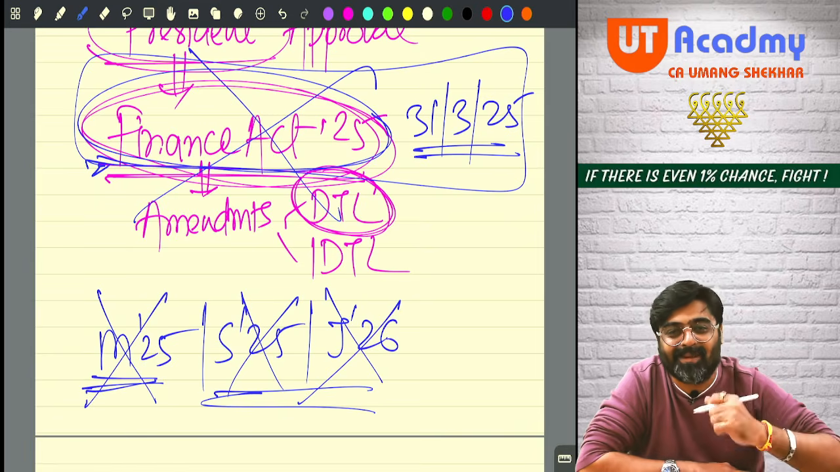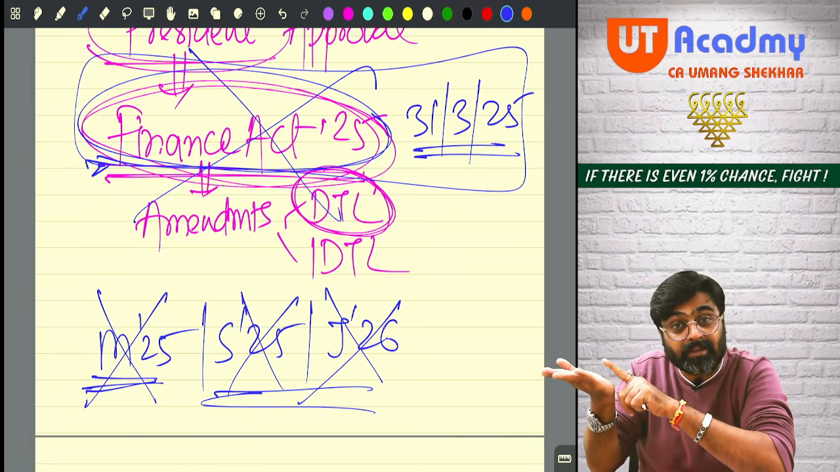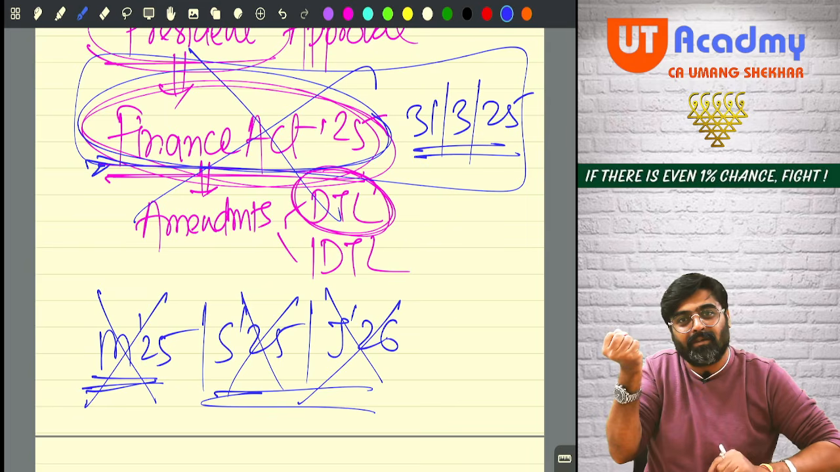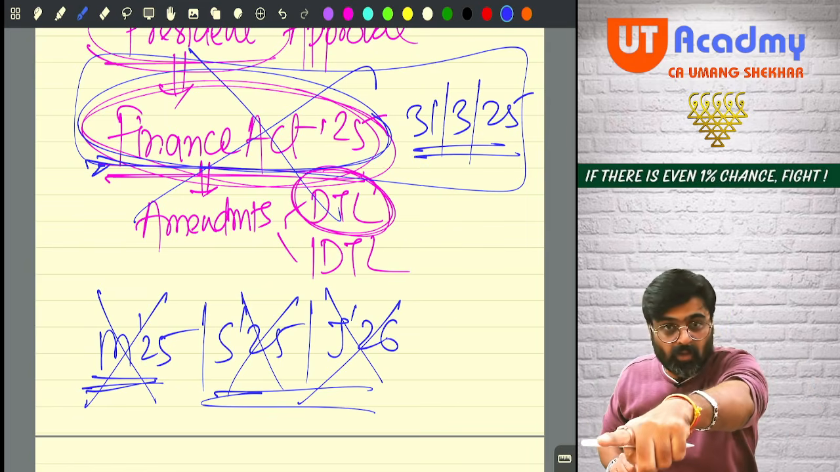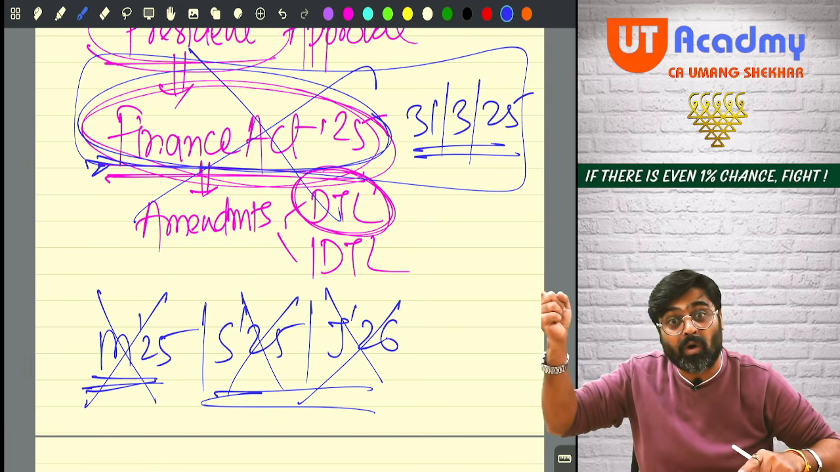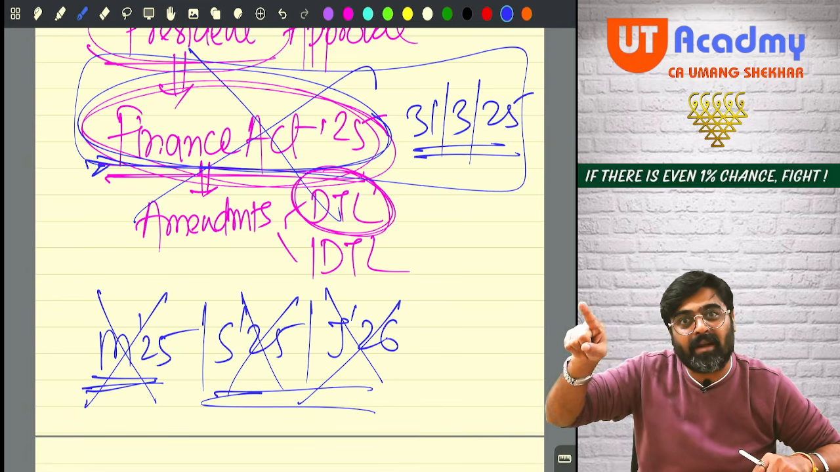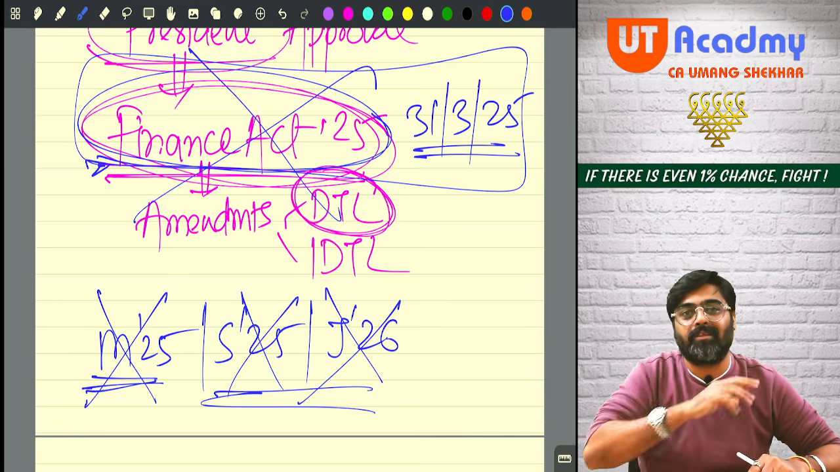So what is applicable? The Income Tax Act, which was there for 2023. That will be our base, and which is amended by Finance Act 2024. By the time you are appearing for this exam, that law, Finance Act 2024, is already settled. Amendments are already settled. Read those amendments and come for the exams.